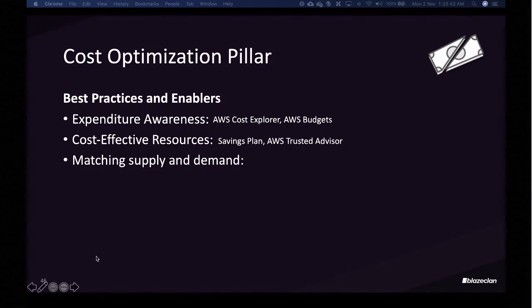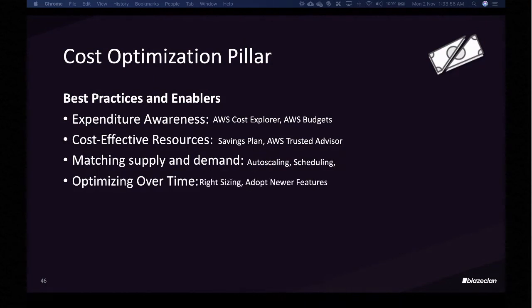Next one is matching supply and demand. As I said, don't guess. At the same time, map it, scale it by auto scaling or scheduling it. So that's one. And optimize over time by right sizing and adopting newer technologies.